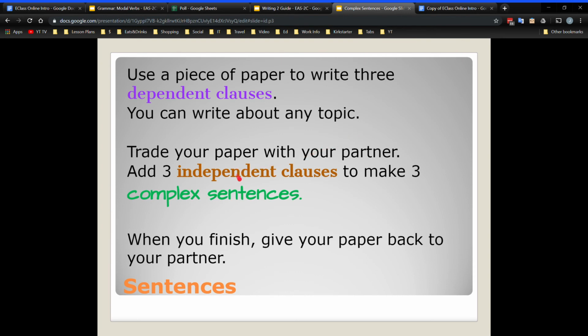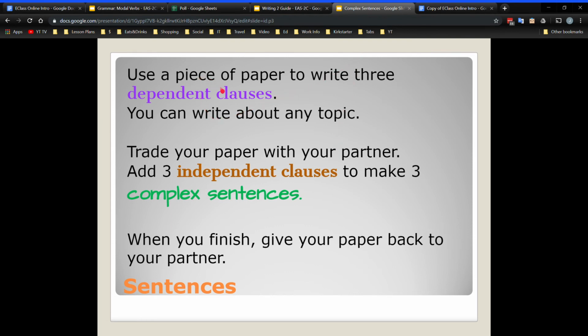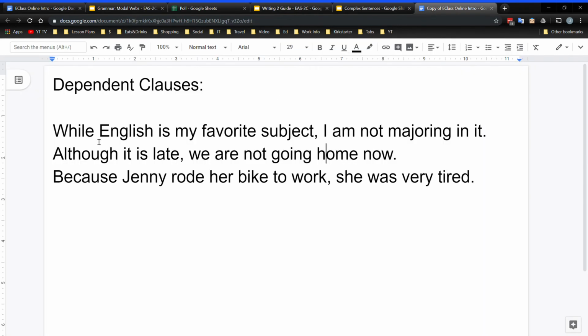Yeah, that would be pretty much it for complex sentences. Just remember, these three start with the dependent clauses. For your assignment, you'll need to do 3 to 5 that start with the dependent clause, and then another 3 to 5 that start with the independent clause.